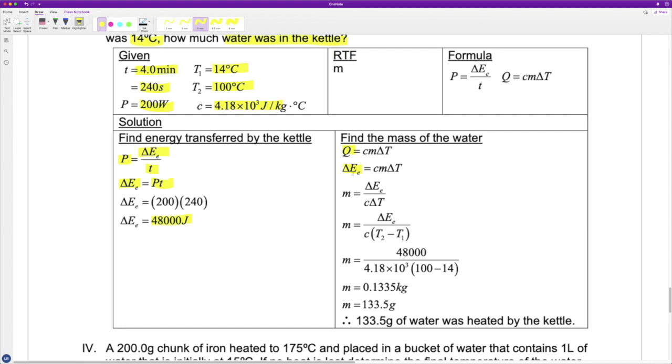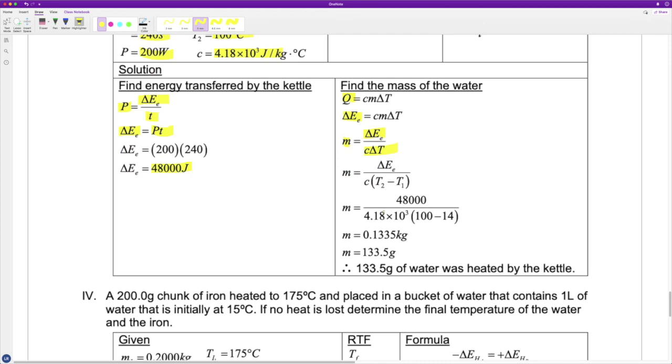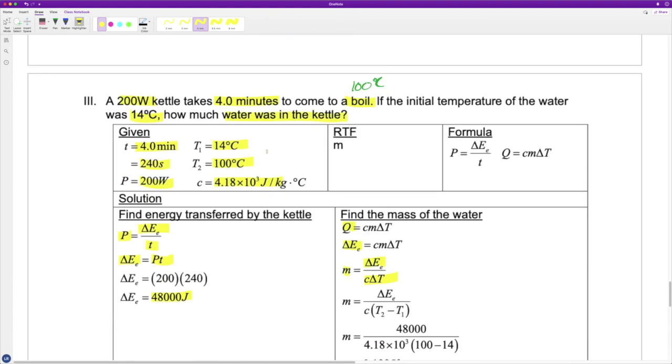Now, technically speaking, here's what's occurring. This electrical energy is being converted into thermal energy. So technically, we're losing electrical energy and gaining heat. So that's why you have an electrical bill. You use up electrical energy and you produce energy in other forms. So isolating for the mass, we get the change in energy divided by C delta T, substituting in, and this kettle is a very low-powered kettle, because that is only 133.5 grams of water, and that took 4 minutes. So this is a pretty terrible kettle.